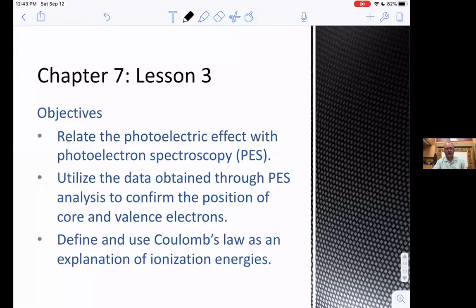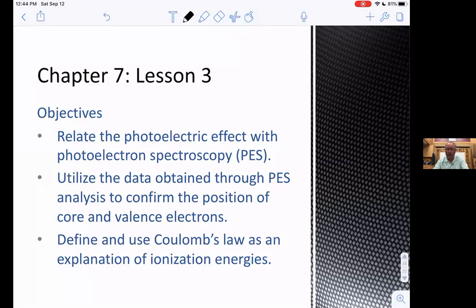Okay, guys, welcome back. Chapter 7, Lesson 3. We're going to discuss objectives for today, relate the PES, or photoelectron spectroscopy, to the photoelectric effect. We're going to demonstrate and show you some graphs of this information and data and how it's related to electron configurations. It's awesome. It's really something we should have shown you guys in pre-AP, but it wasn't necessary. But you'll love it.